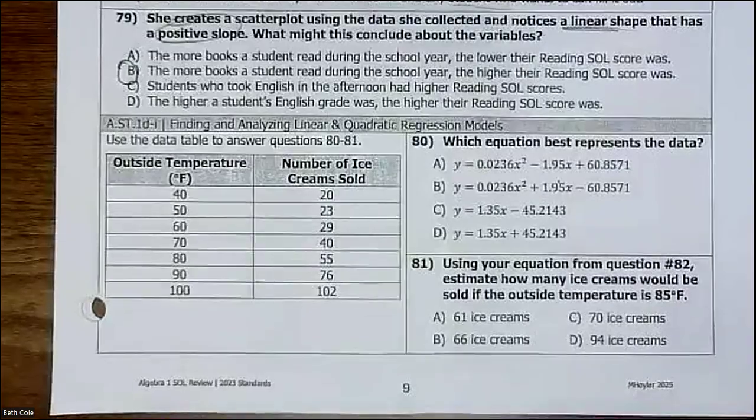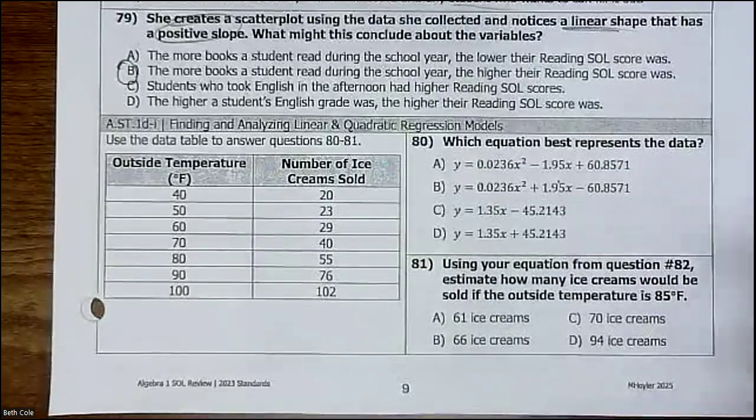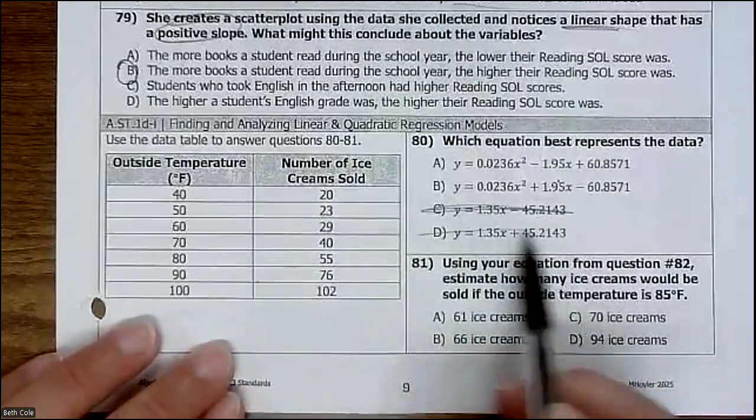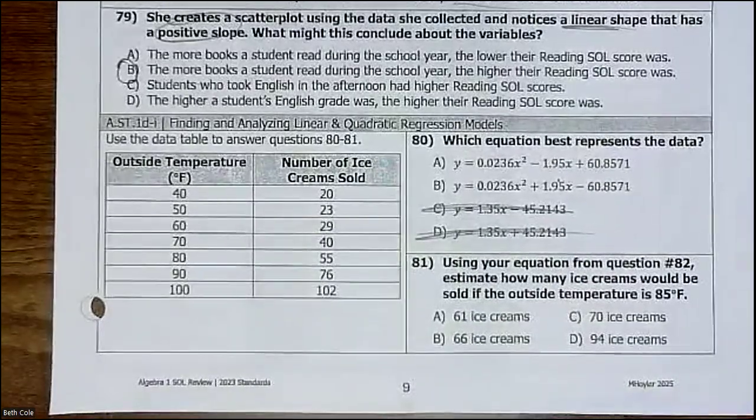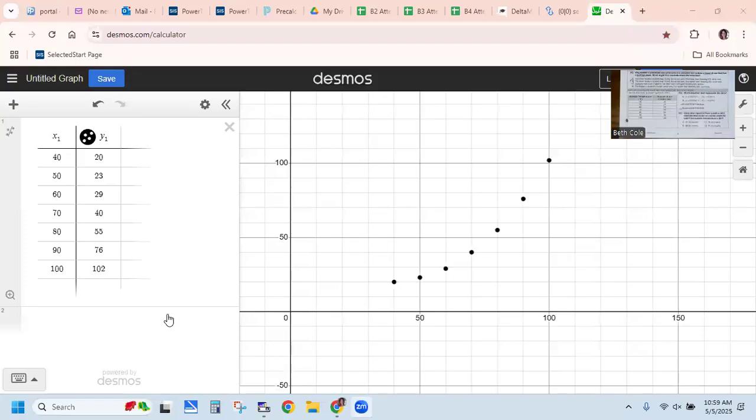All right, which two can you get rid of because it's not a line? Which two of these are lines? C and D. Do you see how that's y equals mx plus b? We don't want that. All right. I'm going to type each of the other two choices. We'll just see which one goes through more of the points.